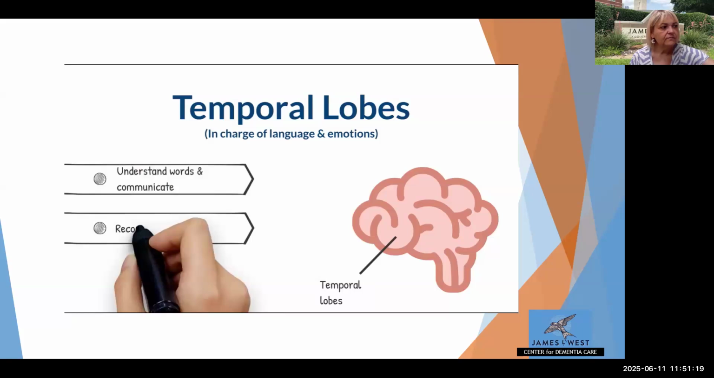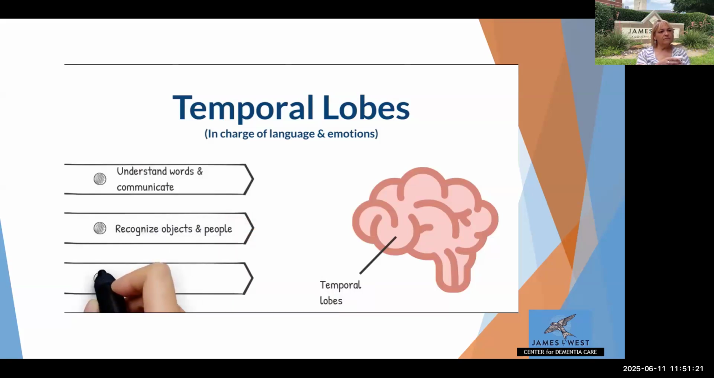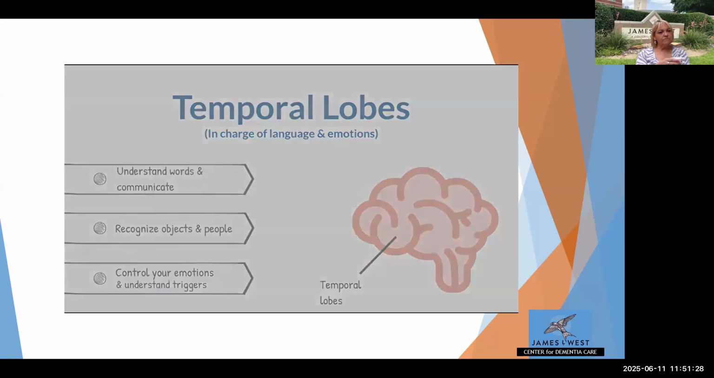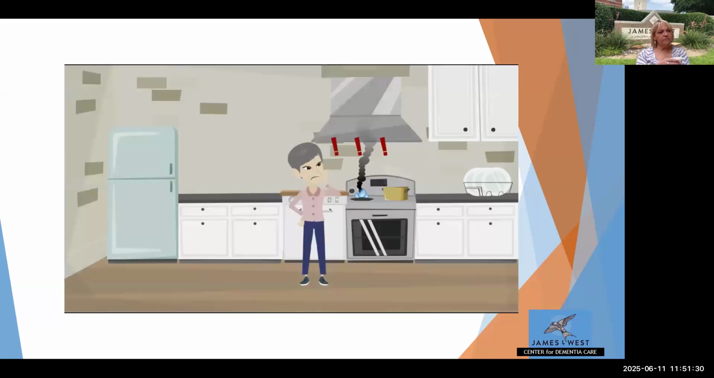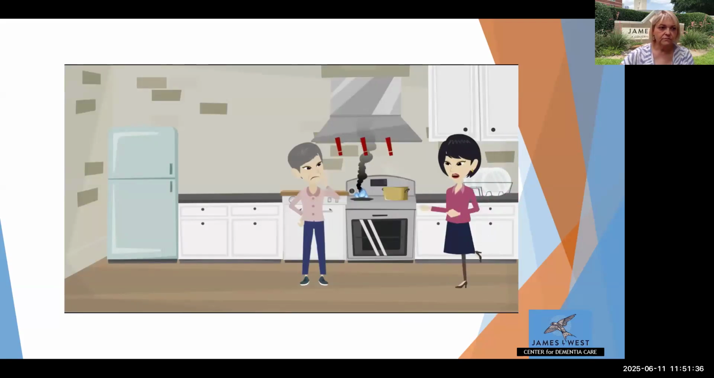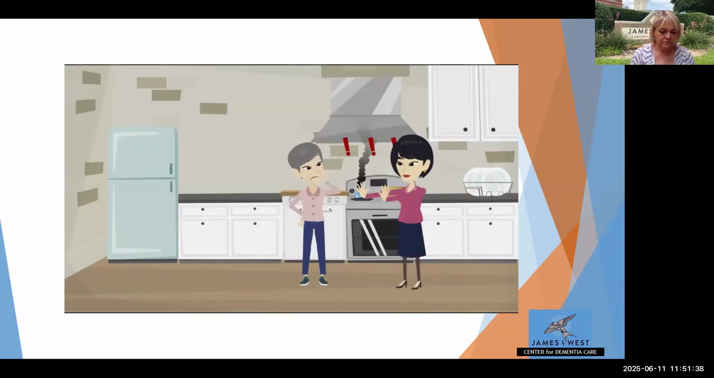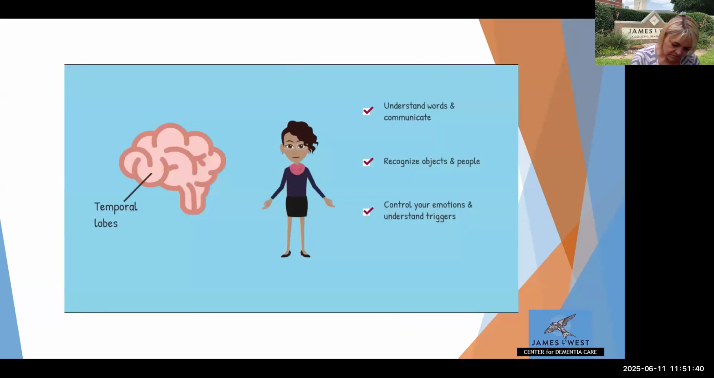They also help you recognize objects and people and control your emotions and figure out what may be triggering them. Someone with damage to their temporal lobes may not understand that a hot stove is dangerous or why you're worried and upset when they try to touch it. The temporal lobes also manage memory storage.